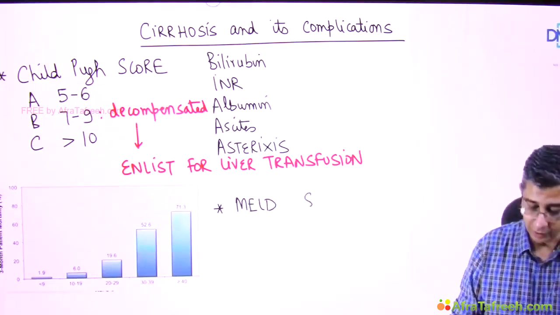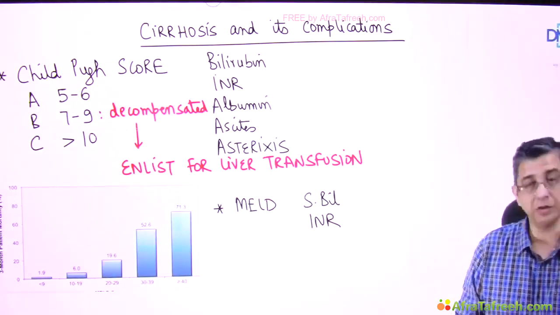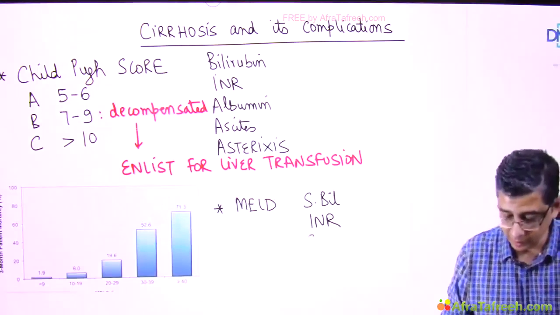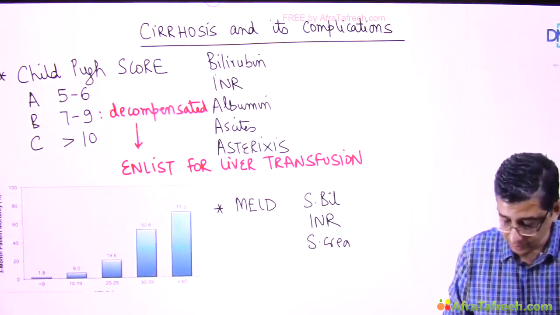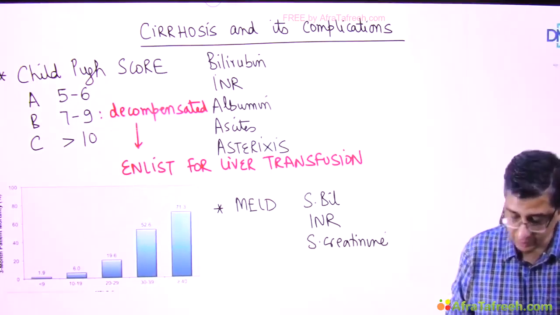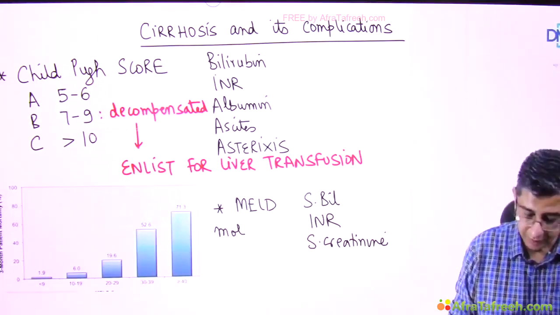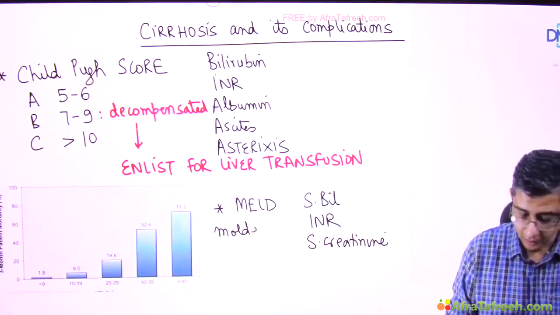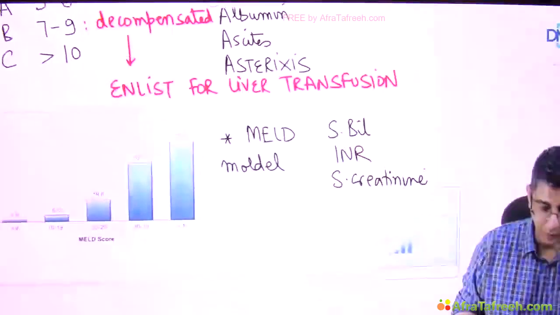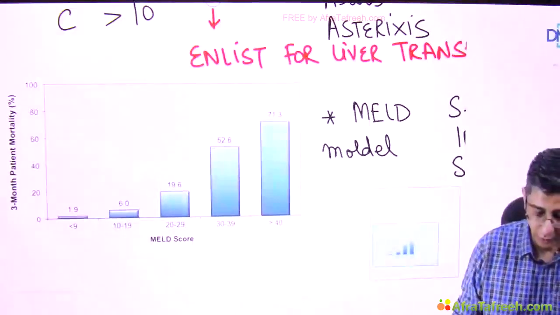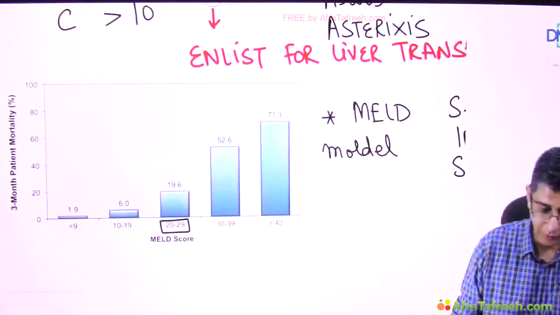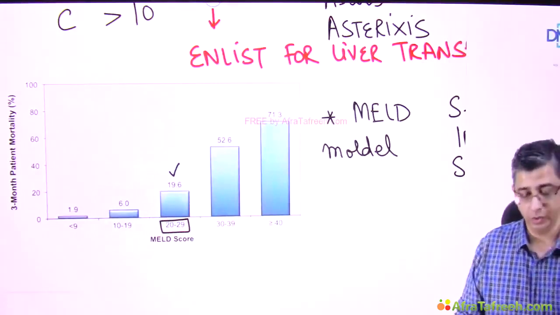The parameters in this particular case would be the same. Bilirubin and INR are the standard features of every liver disease. The third criterion, however, is serum creatinine, and the higher the Model for End-Stage Liver Disease score, the mortality rate will increase. In the exam, they have asked what is the mortality with respect to score 20 to 29. So I just want you to remember it's close to 20% only.